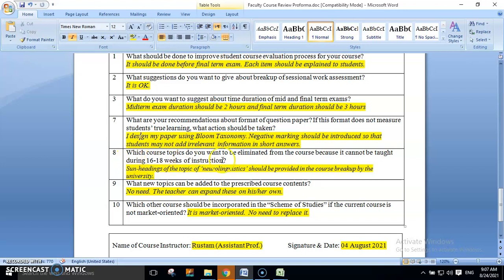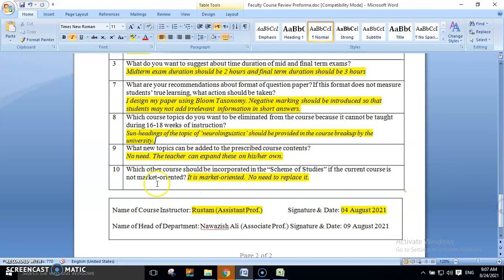Which course topics do you want to be eliminated? Subheadings of the topic of neurolinguistics should be provided in the course breakup by the university. Neurolinguistics is one of the topics on this course, so some subheadings should be provided so that the teacher may expand it. What new topics can be added to the prescribed course content? No need. Which other course? It is already market oriented.